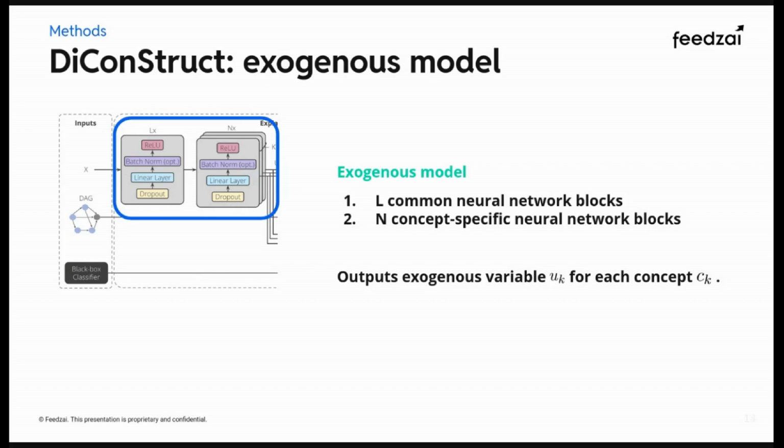Next, let's look at what we call the exogenous model, the part of our solution that generates the external inputs to the causal model. Since we have a node corresponding to each concept in the causal model, the task of the exogenous model is to generate one variable per concept. To achieve this, a feed-forward neural network maps the input X using a number of common blocks followed by a number of concept-specific blocks to an output per concept. These outputs represent the exogenous variables, and as already mentioned, we will have one per concept.